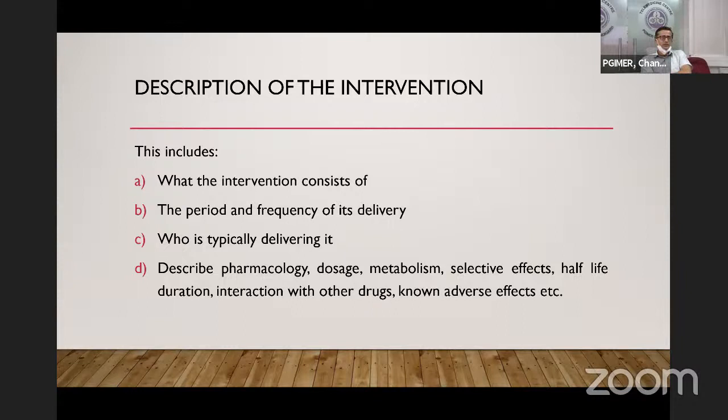Description of the intervention. Then you have to give what the intervention consists of, and the period and the frequency of its delivery. So how it is being given, at what time interval, and who is delivering it, whether it is some community worker or some hospital worker. Then describe its pharmacology, and its dosage, at what dosage it's being given. Then how it is metabolized, the selective effects, its half-life duration, how it interacts with other drugs when it is being given, and the known adverse effects. So these all come in the description of the intervention.